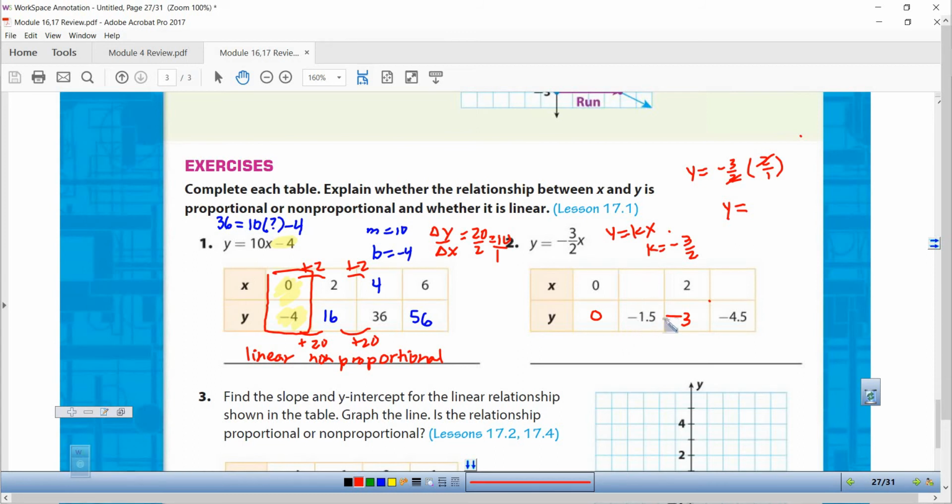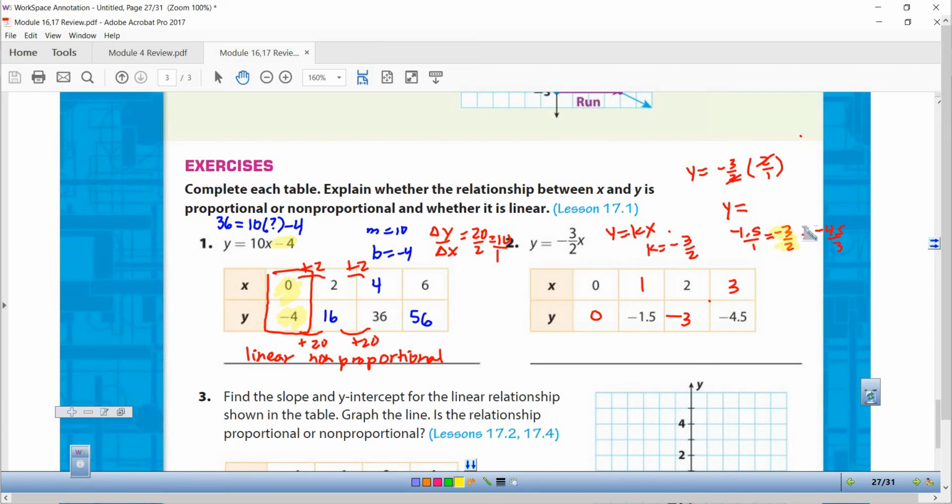Do you see how that is halfway there? So this is going to be 1, right? And this goes the same amount there, so this is going to be 3. If I do -1.5 over 1, that's going to be the same as -3 over 2. That's going to be the same as -4.5 over 3. They all simplify to that same ratio right there.